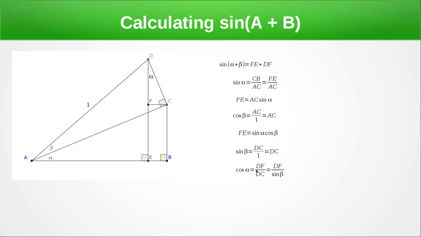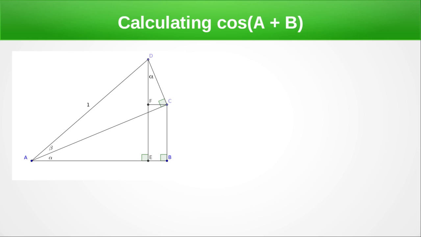What about cos alpha? Well, cos alpha, and we're going to use this triangle here now, is the adjacent over the hypotenuse. And so that gives us cos alpha equals DF over DC, but we already know that DC is sine beta. So if we cross multiply, we get DF equals cos alpha sine beta, and then if we put this into here and this into here, we get the well-known formula for the compound angle sine alpha plus beta.